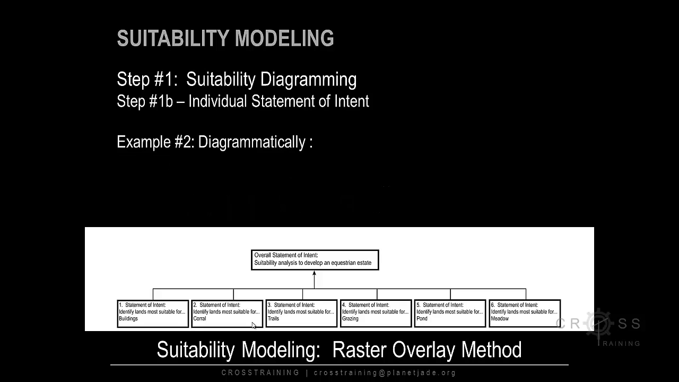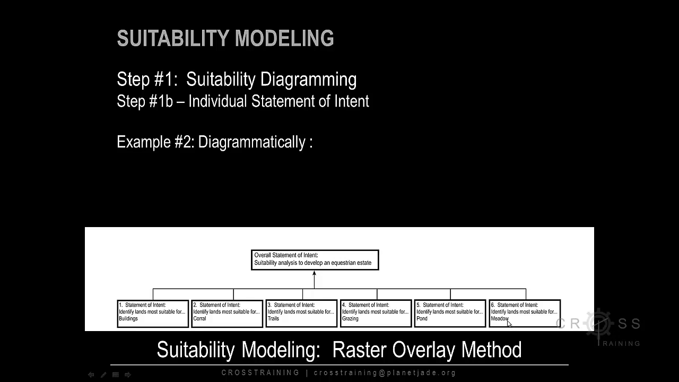In this diagram, we begin to illustrate how we might start our diagramming. So at the top here, we start with an overall statement of intent, which is suitability analysis to develop an equestrian estate. And then we have our individual intents, which are branched underneath, and we had 6 of them.